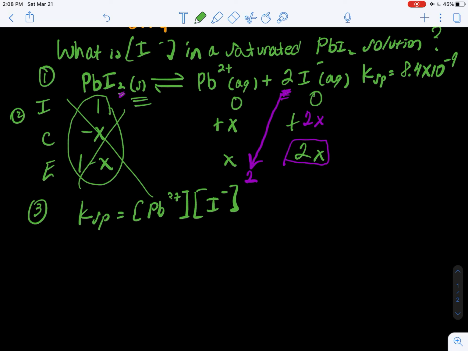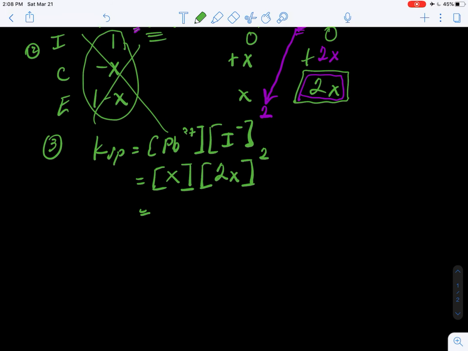Now when we substitute things in here, we're going to enter x for the lead ion concentration, and we're going to enter 2x for the iodide concentration. That's what I have here in the box, and that's going to be squared, okay? So we could run into some simple errors if we're not careful. This is x, and then this is basically 2 squared times x squared, okay? So 2 squared is 2 times 2, which is 4, and x times x squared is x cubed.